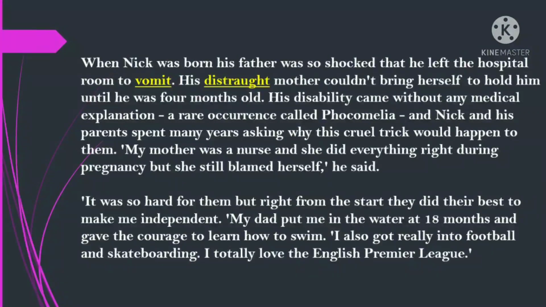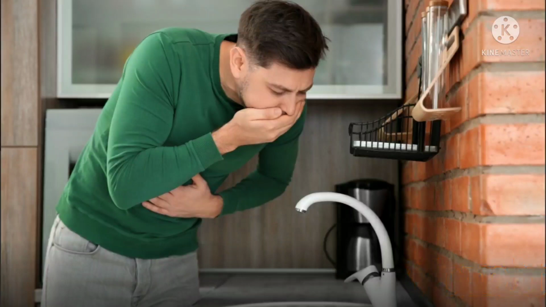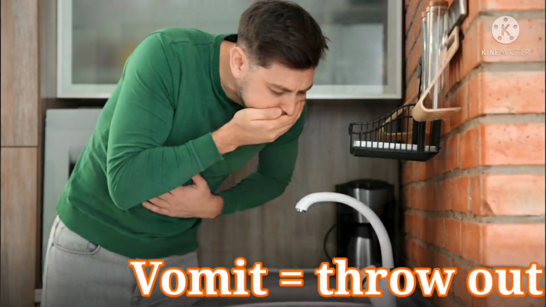When Nick was born, his father was so shocked that he left the hospital room to vomit. What happened? When Nick was born in the hospital and his father saw him, he got shocked. Why? He was born as a torso. On seeing the body of the torso, he left the hospital room to vomit. Vomit means throw up. He got a kind of vomiting sensation. We generally get a kind of vomiting sensation when we develop a kind of hatred against something.